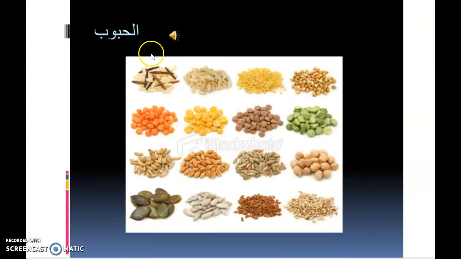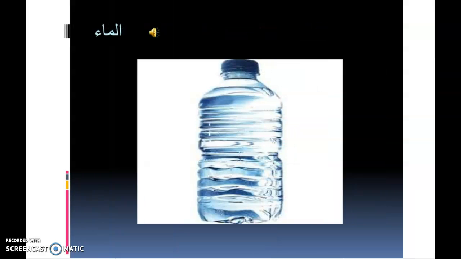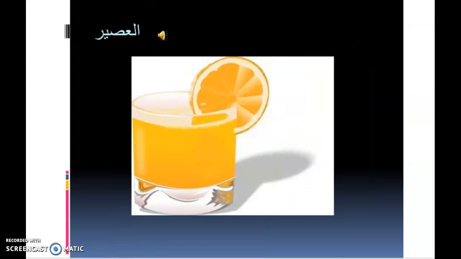Next we have al-hubub. Al-hubub, as you can see here on the picture, it's all types of grains. So it's al-hubub, grains. And here we have, I know you know this, it's al-ma'. Al-ma', water.